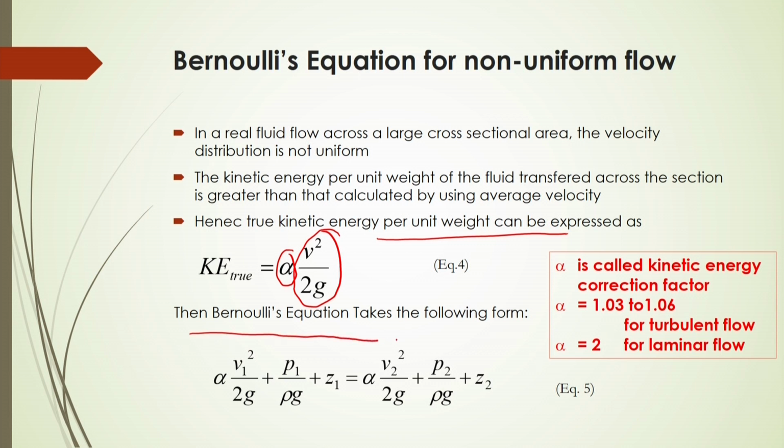the Bernoulli's equation can be written as alpha into v1 square by 2g plus p1 by rho g plus z1 is equal to alpha into v2 square by 2g plus p2 by rho g plus z2. In this case, alpha is generally 1.03 to 1.06 for turbulent flow, and if you apply it for laminar flow, then you have to consider alpha as 2.